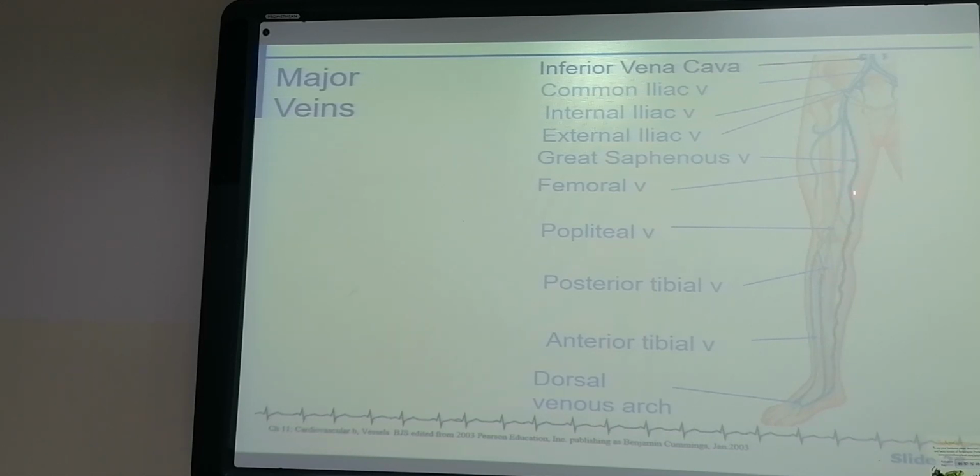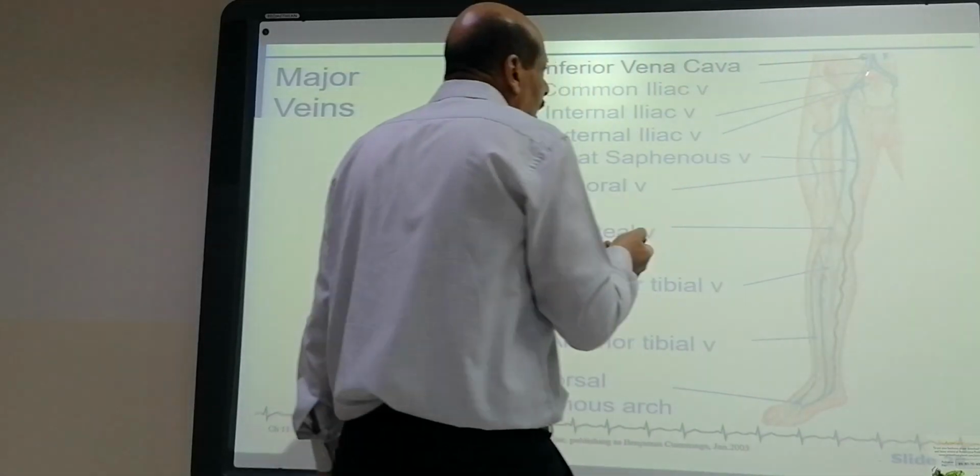Here, the greater saphenous vein will join with the femoral vein at the external iliac vein. The external iliac vein will join with the internal iliac vein to form the common iliac vein. The common iliac vein will join the vena cava inferior.